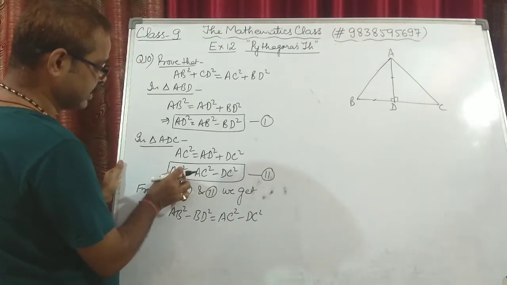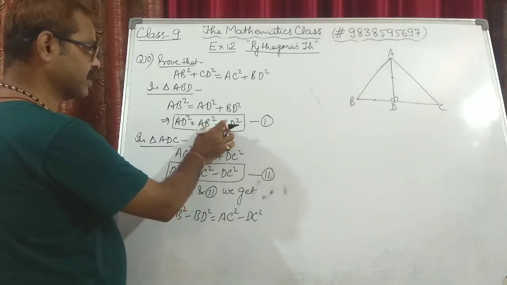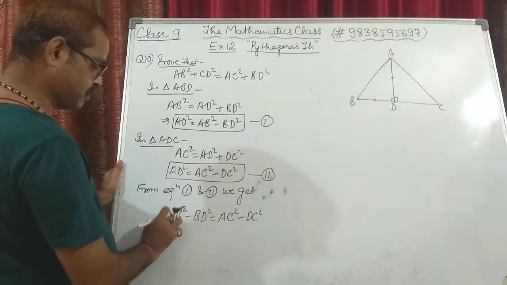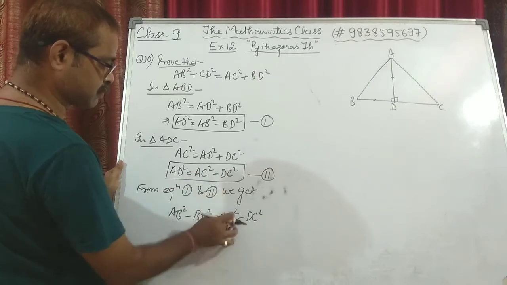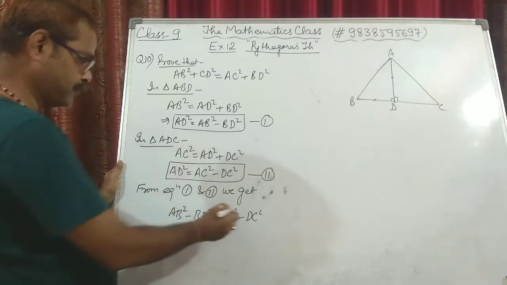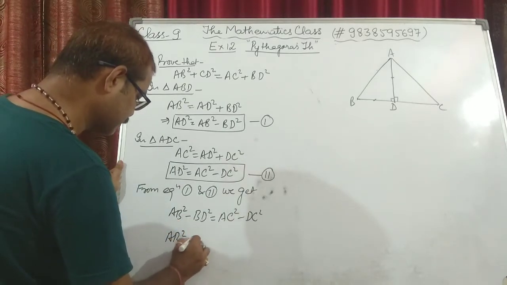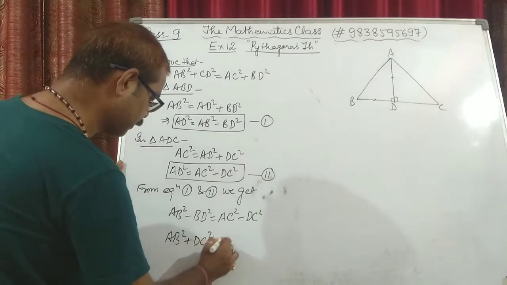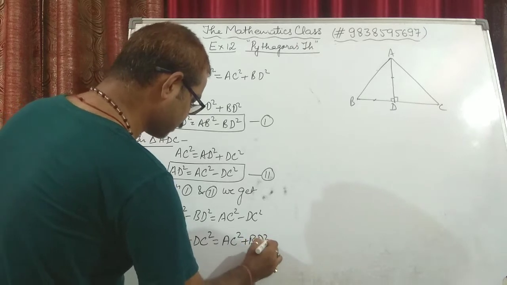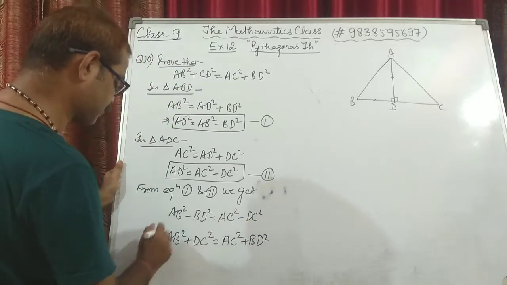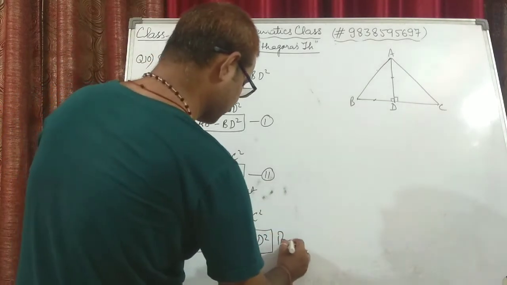In place of this AD, we are substituting the value from equation number 1, that was AB square minus BD square. So AB square minus BD square is equal to AC square minus DC square. Now if you bring this minus to this side, it will become positive. So AB square plus DC square is equal to AC square plus BD square. This is what was required to prove. This is the proof.